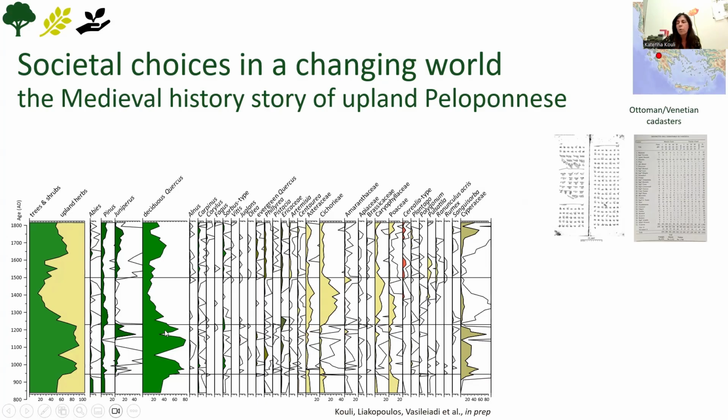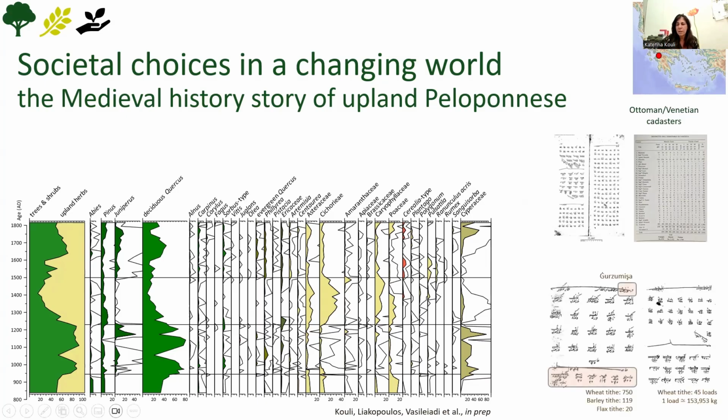Here, the detailed pollen record allowed a direct comparison with cadastres, with pure economic data from the Ottoman and the Venetian cadastres. And those data can be very detailed, as you see here. So here's the name of the village that is close to the site. And here is the exact description of how much taxes they were paying for wheat, for barley, or for anything that they were producing. So comparing those two data, we came with very interesting consequences.